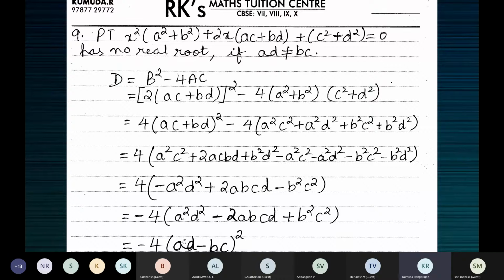Now it's time to comment on the value of the discriminant. Now this is D. D is equal to minus 4 into AD minus BC the whole square. Now children, tell me, what is the value of AD minus BC? It is less than 0.